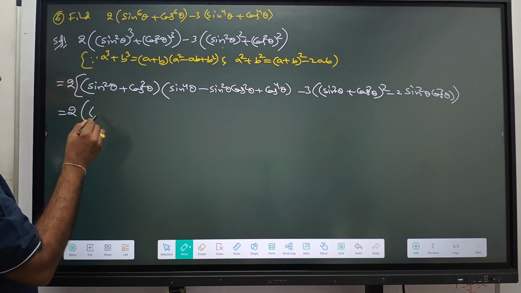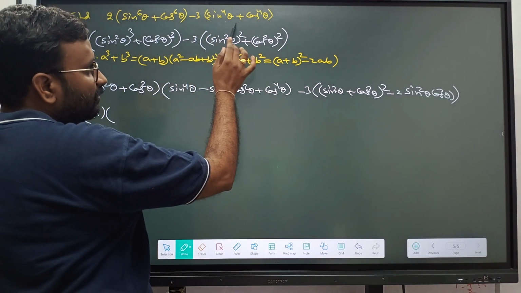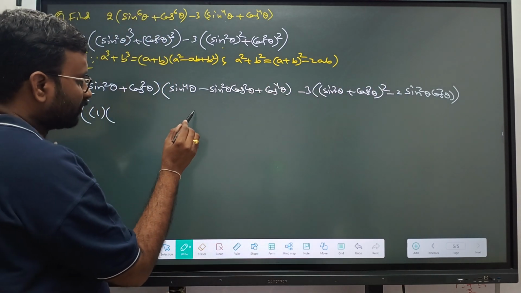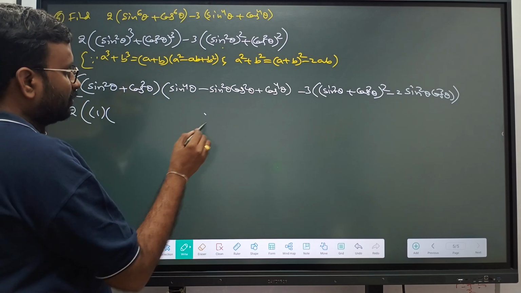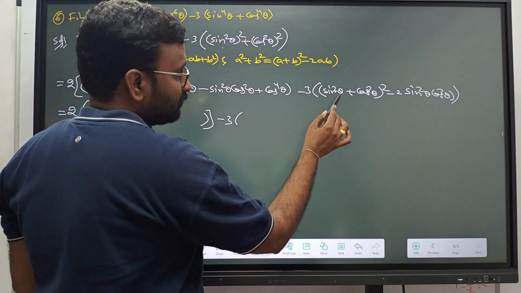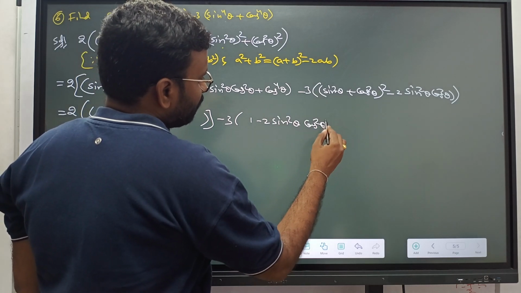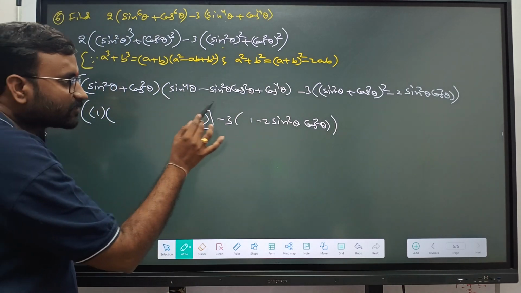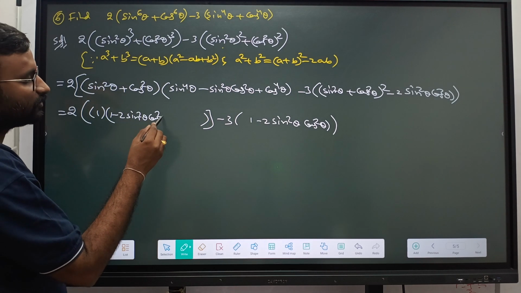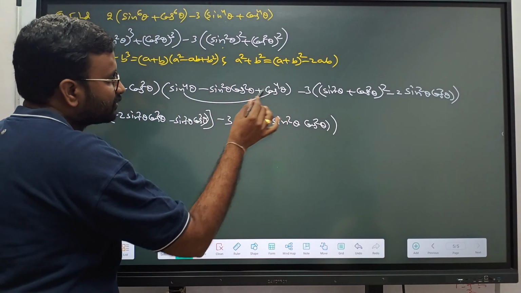2 into this value is what? 1, and this is sin power 4 theta plus cos power 4 theta. Its value we will write later, so I am leaving a bracket here. And minus 3 into what is the value of this? This is 1 square, 1 minus 2 sin square theta cos square theta. So in place of sin power 4 plus cos power 4 you will get 1 minus 2 sin square theta cos square theta. Already minus one more sin square theta cos square theta is there.